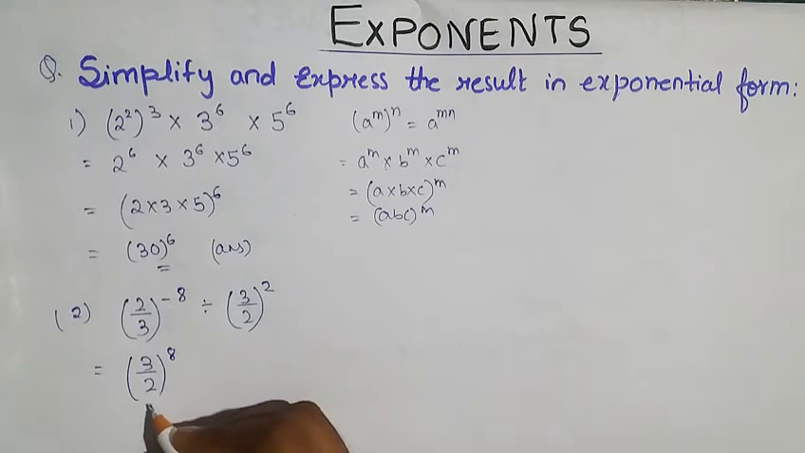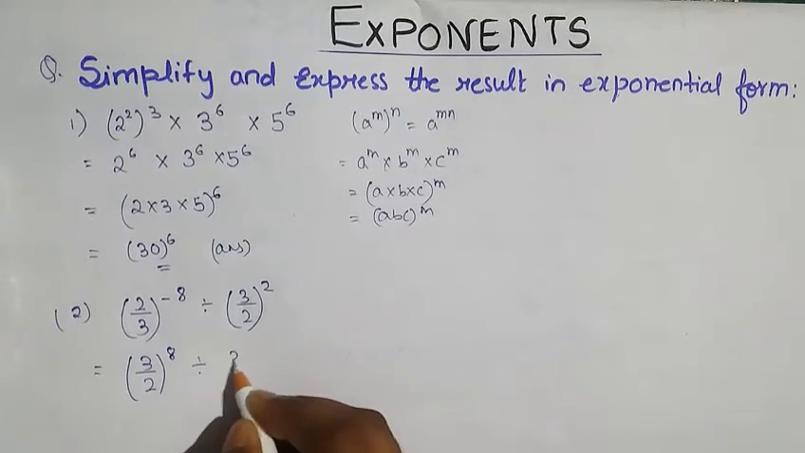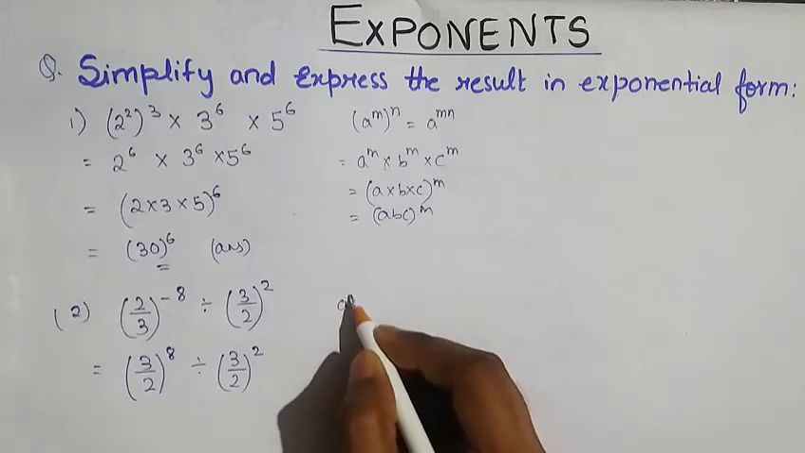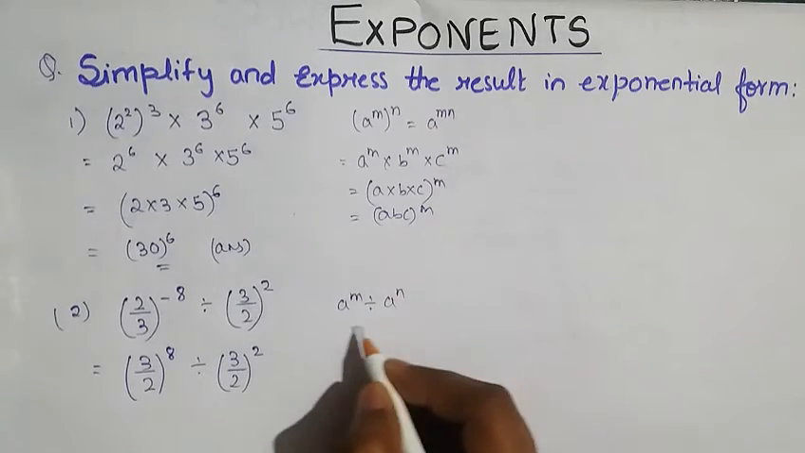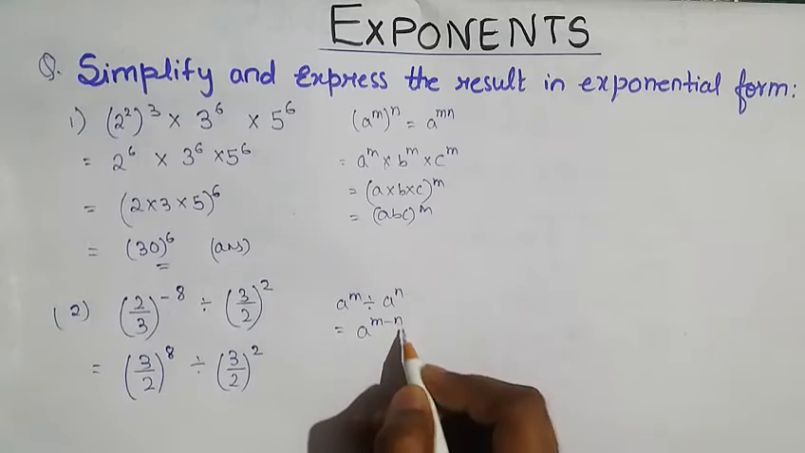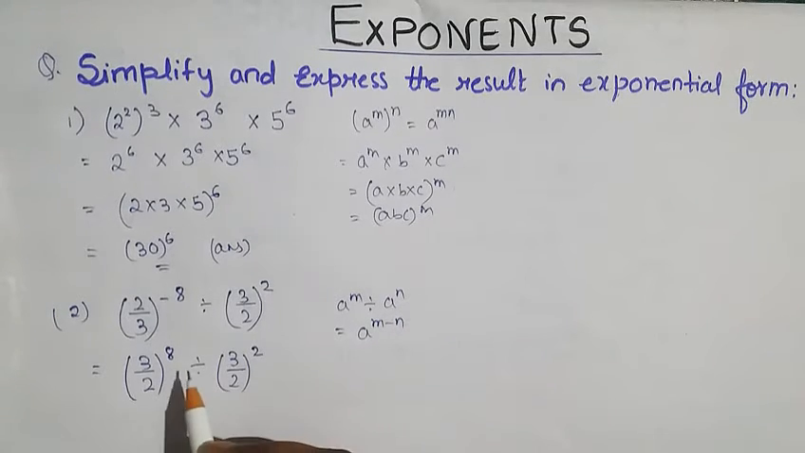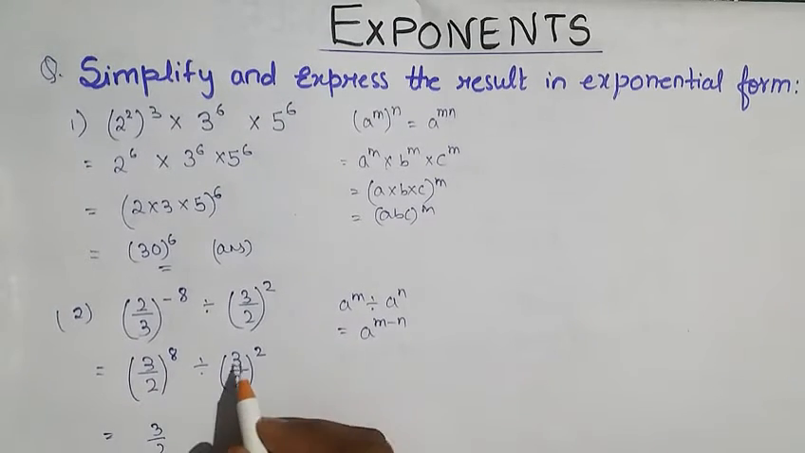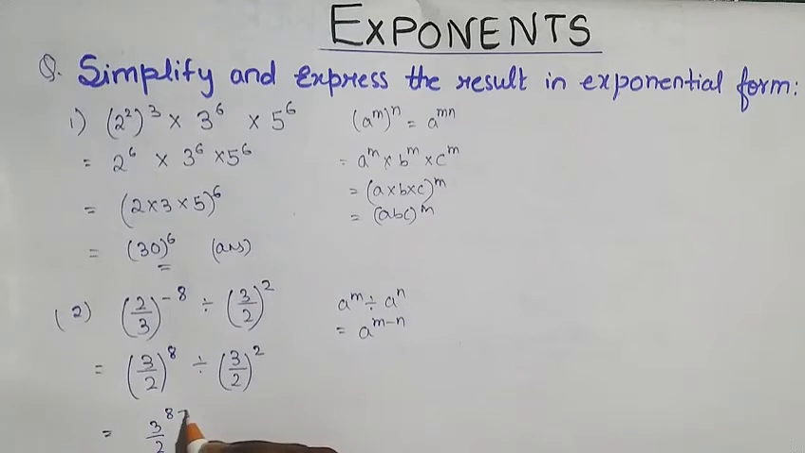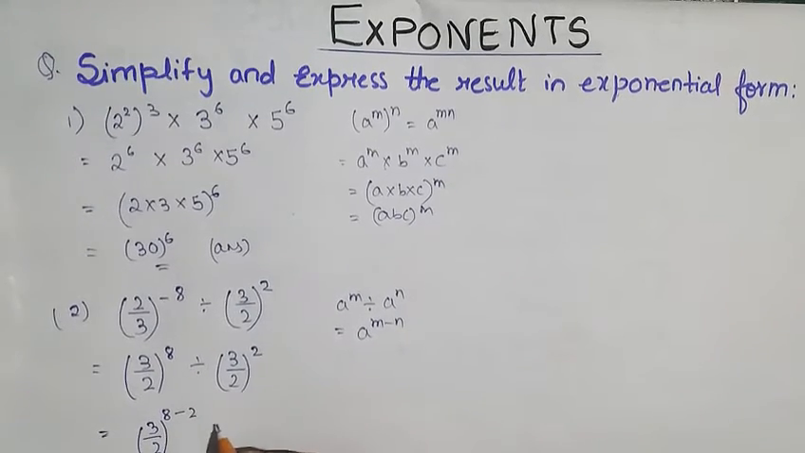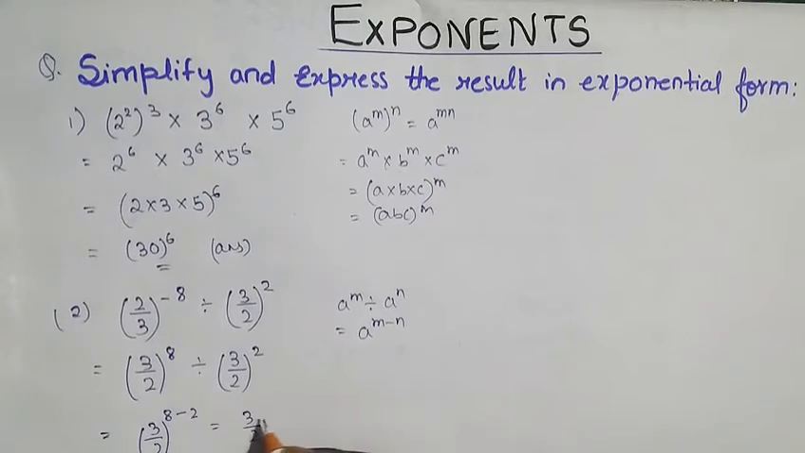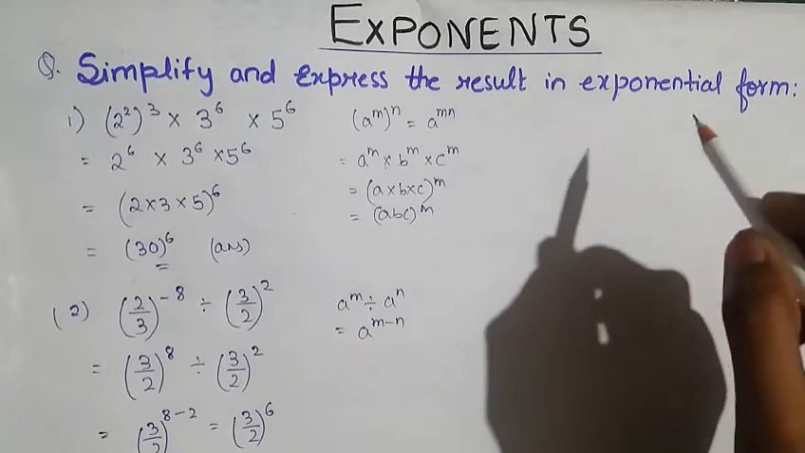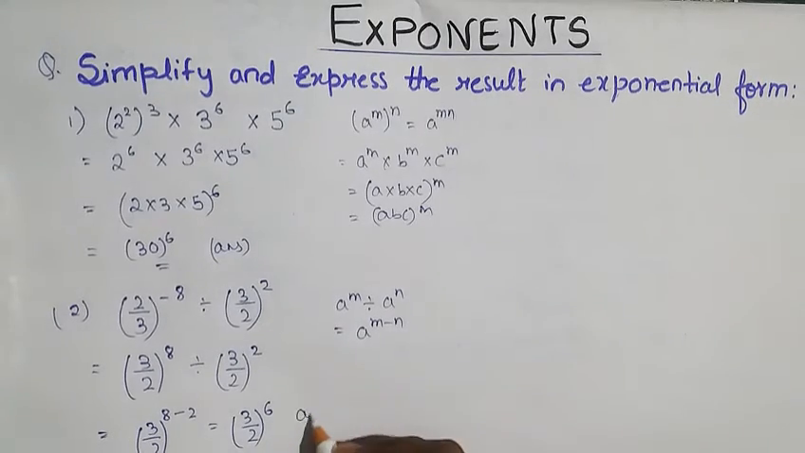So this will be 3 upon 2 raised to the power 8 divided by 3 upon 2 whole to the power 2. Now we will apply this formula, which is a raised to the power m divided by a raised to the power n is equals to a raised to the power m minus n. Alright, we know if you have two bases and they are being divided, we will write the base 3 upon 2 and we will subtract the two exponents, which is 8 minus 2. Alright, this is equals to 3 upon 2, 8 minus 2 is 6, raised to the power 6. So we will keep it here because we have to write it in the exponential form. So this is the answer.